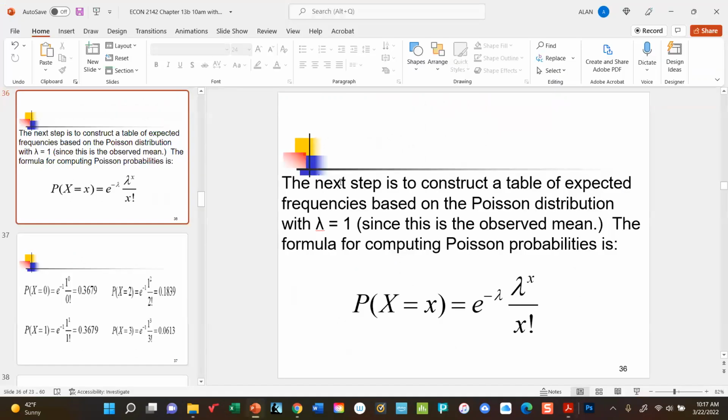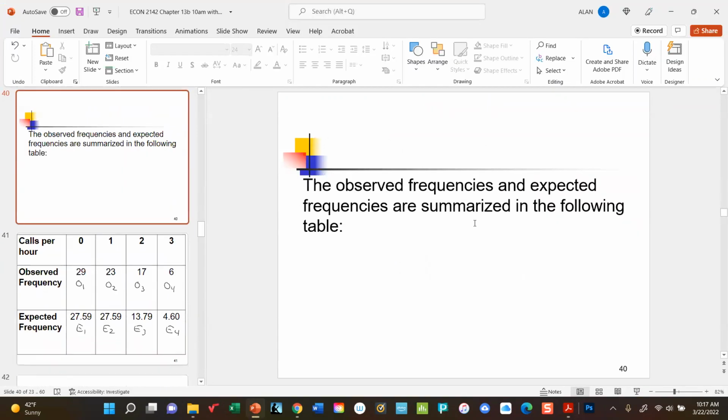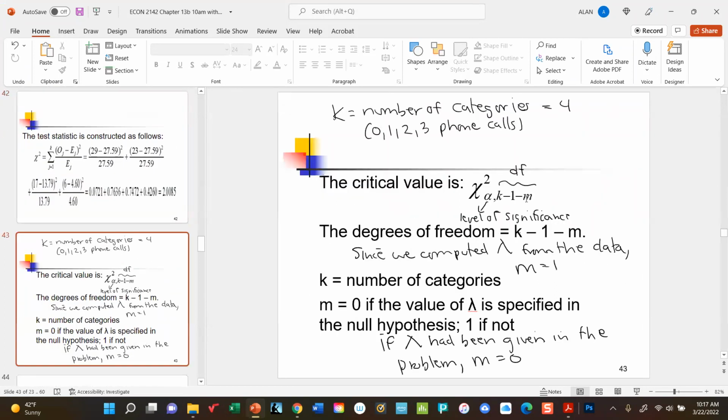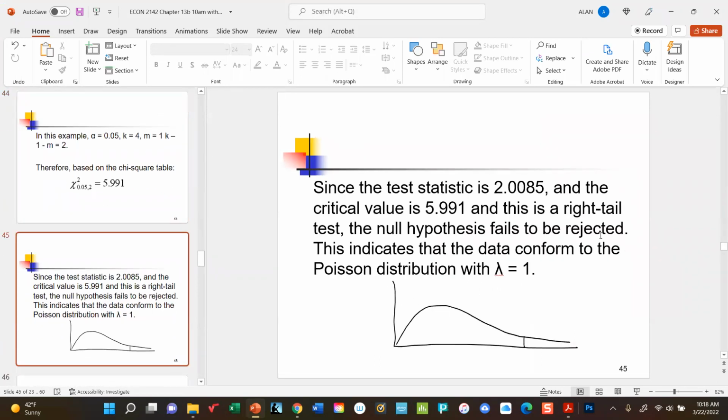The correct critical value is 5.991. I was looking at k, that's why. The k is 4, but the degrees of freedom is 2. So I've got to change that now: 5.991. This, of course, is our rejection region. But the test statistic is 2.0085.